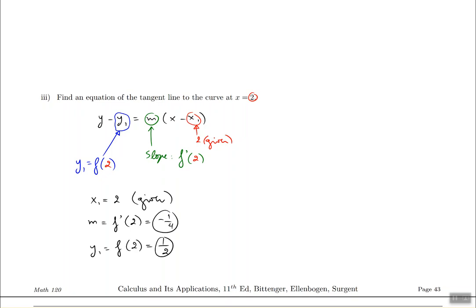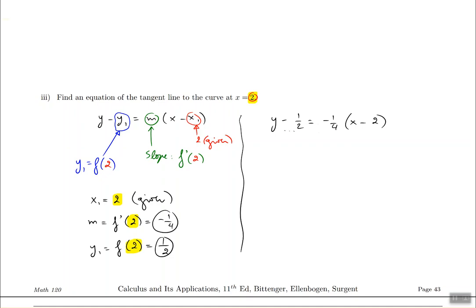Okay? So again, be careful. The 2 is going to be given. Use it to get the slope and the y1. Now that you have everything ready to go, you're going to go and plug in all the numbers. So the y1 turns out to be 1/2, and the slope is negative 1/4 times (x minus the x1), which is the number 2.